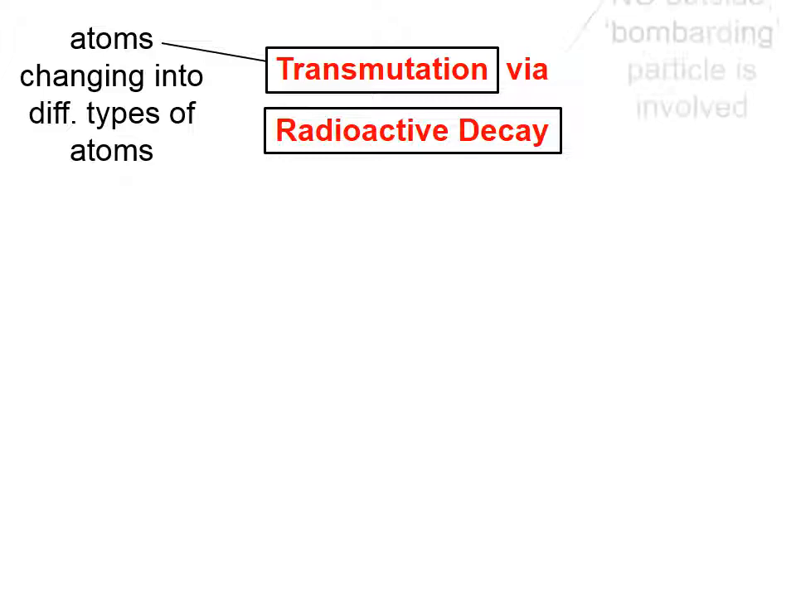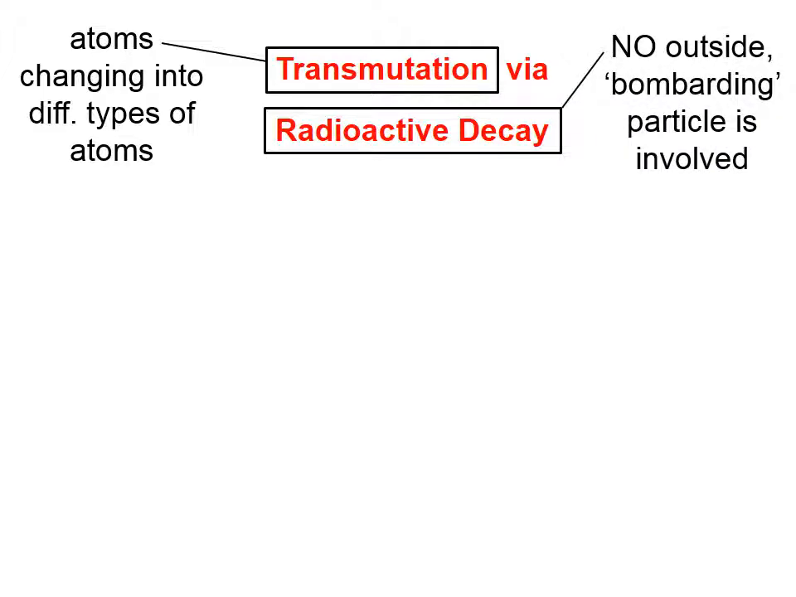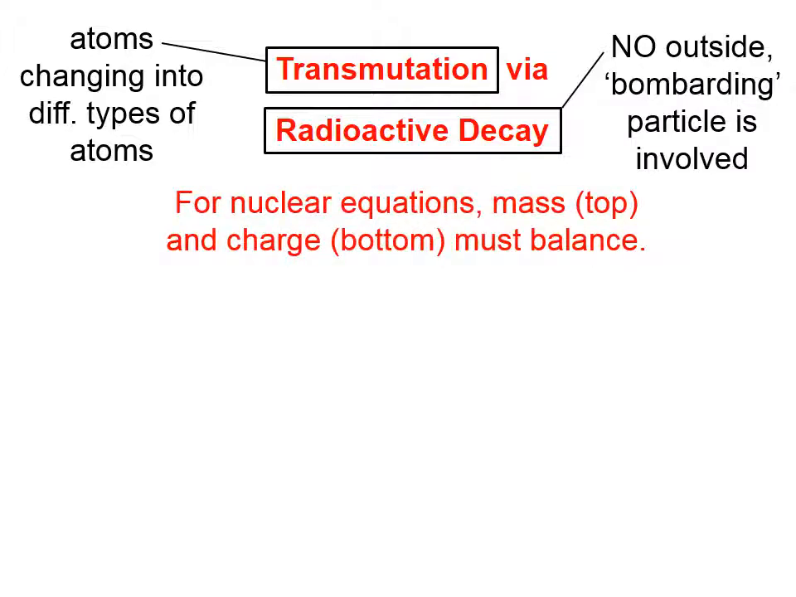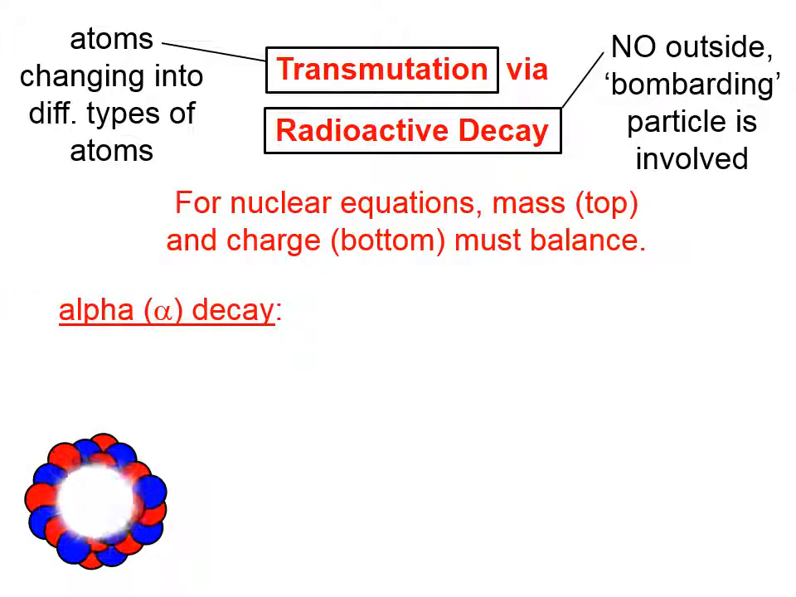And when we say transmutation via radioactive decay, we mean that there's no outside bombarding particle that is required to start this thing. It just happens spontaneously. Whenever we're balancing nuclear equations, the mass, which is on top, and the charge, which is on the bottom, have to balance on each side of the equation. And we'll show you a couple of examples of that. So let's cover alpha decay.